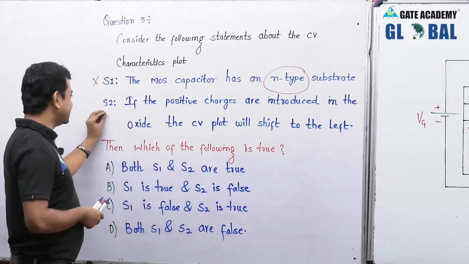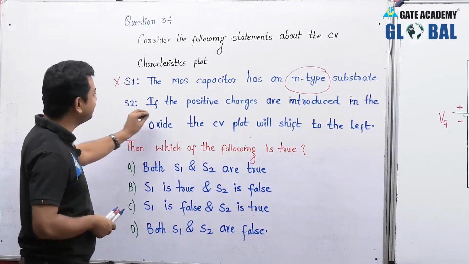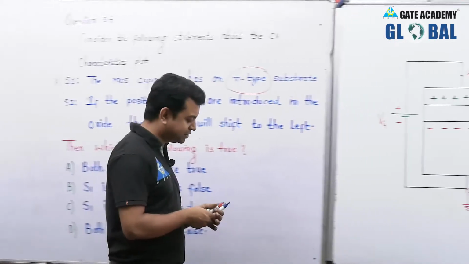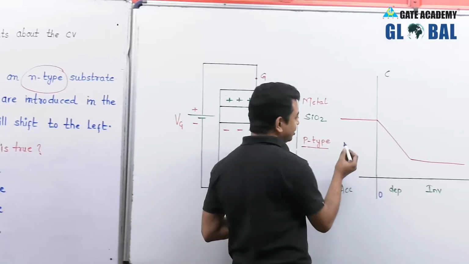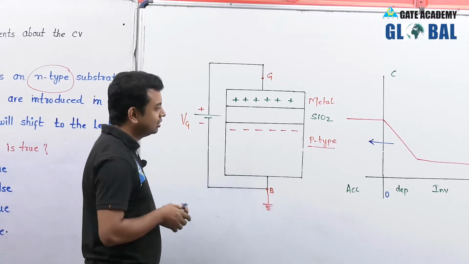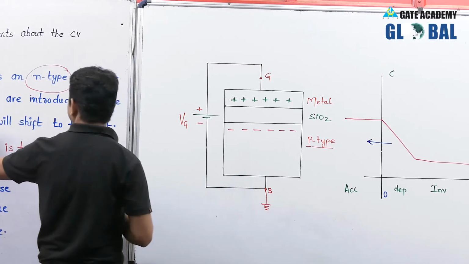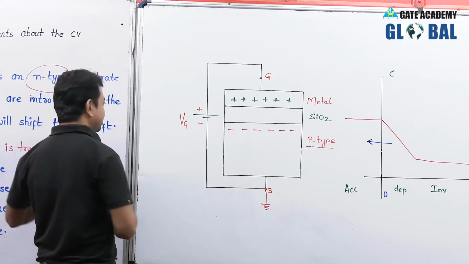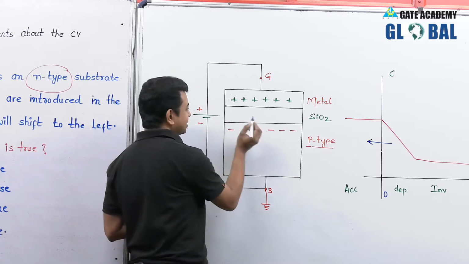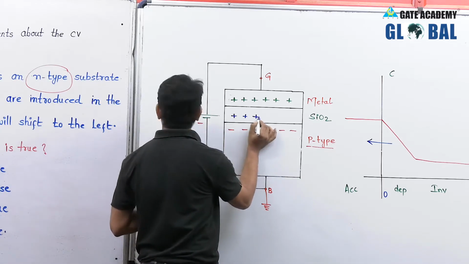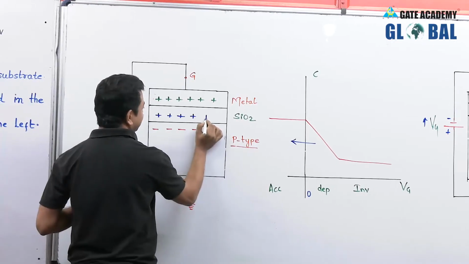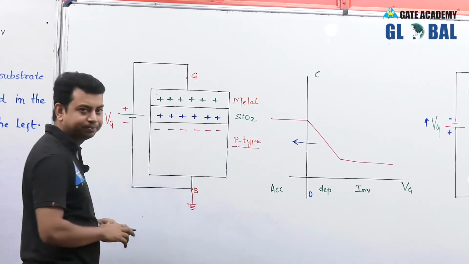Now, looking at the second statement: if positive charges are introduced in the oxide, the CV plot will shift to the left. Left shift means this is the CV plot which is given, and it is shifting left. Whether it is shifting left or right depends upon the positive charges introduced in the oxide. Oxide means silicon dioxide. So, suppose we are having some positive charges in the oxide layer.